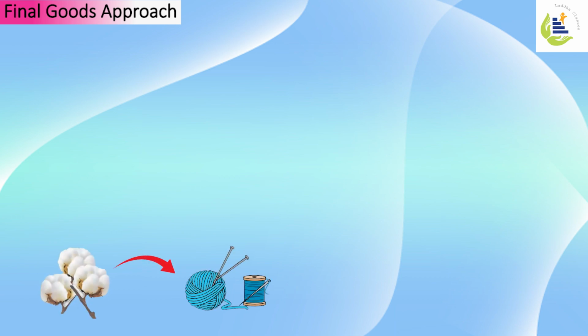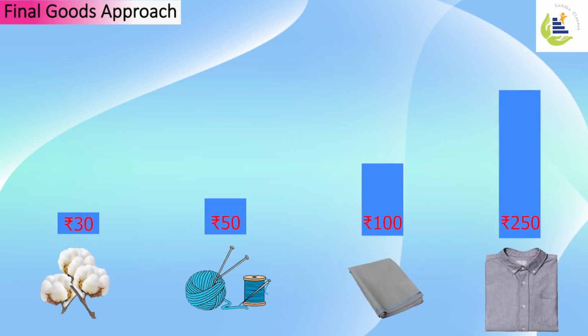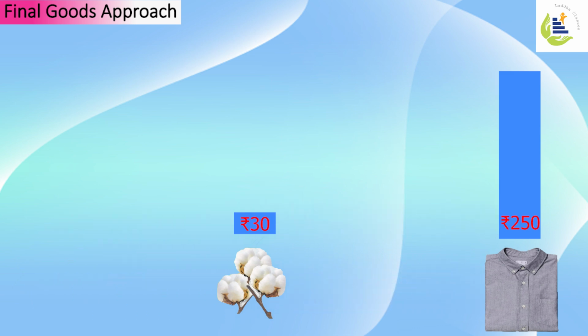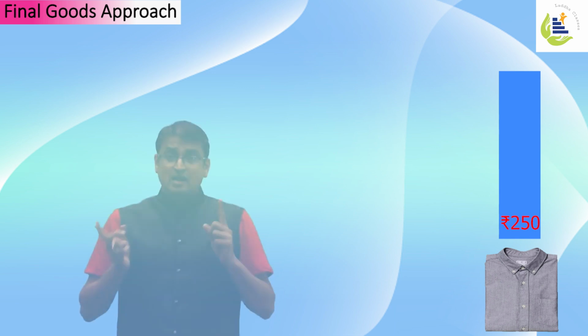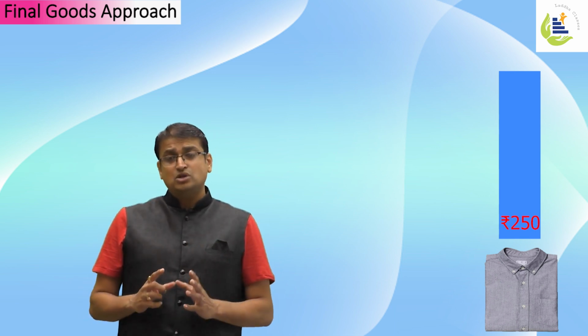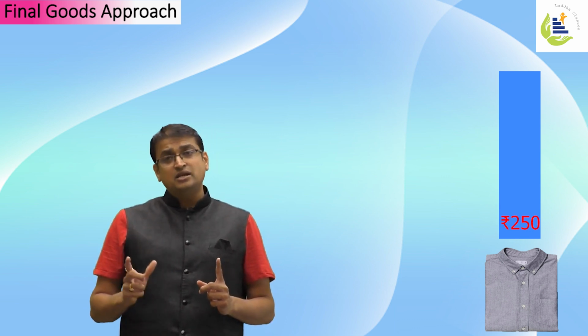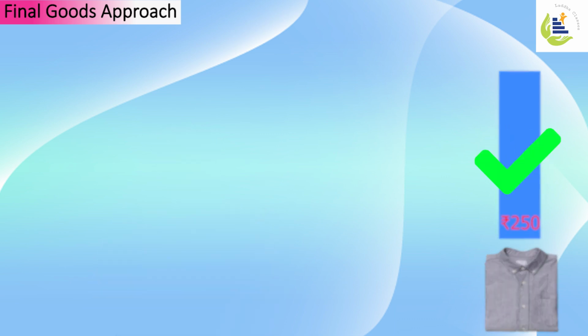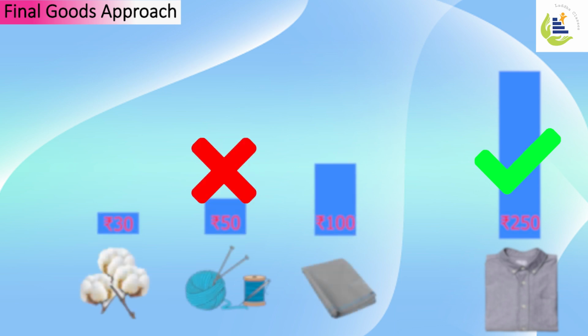I'll explain this with an example. Let's say I have cotton. From cotton I make thread or yarn. From that I make a cloth, and from that I make a shirt. So if you add pricing of intermediate stages, then it will become double counting. So in the pricing of shirt, already the pricing of cloth, the process of making yarn or thread and cotton pricing are already included. Hence, in case of final goods approach, in order to calculate national income, we will just add final pricing of the shirts. We will not add intermediate stages.